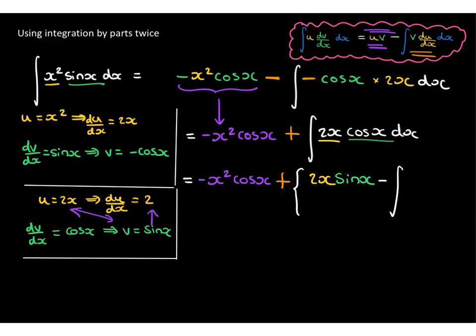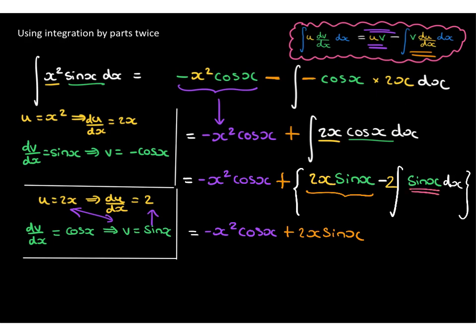So that's 2, which can come outside of the integral sign, of course, sine x dx, and then let's finish this off. So we have negative x squared cos x. From this part here, we just have plus 2x sine x, but then here we're integrating sine x, which integrates to negative cos x, and there's a negative here that we need to think about as well. So this is going to become plus 2 cos x, and then of course there'll be a plus c at the end.